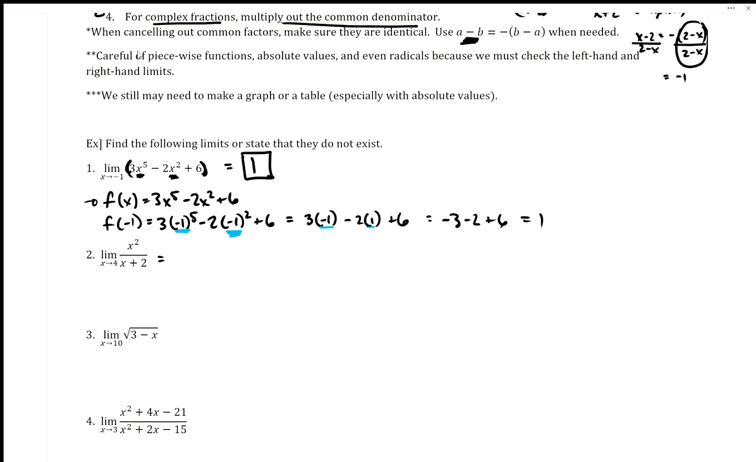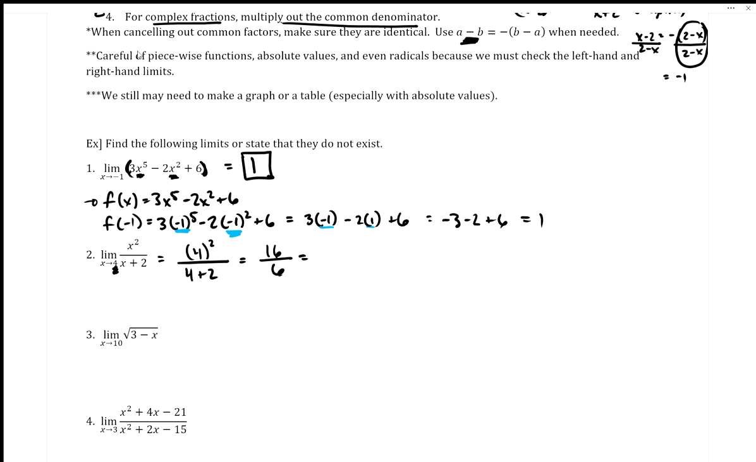So if I plug 4 in right away, I would have 4 squared over 4 plus 2. Notice when I'm plugging in that 4, I don't write the limit notation. So I just plug in the number and it's just the big fraction, no more limit notation. And then from here we can see, well, 4 squared is 16. 4 plus 2 is 6.